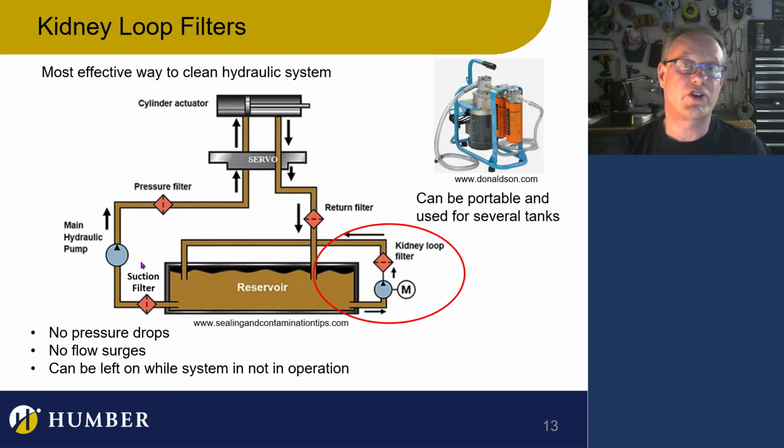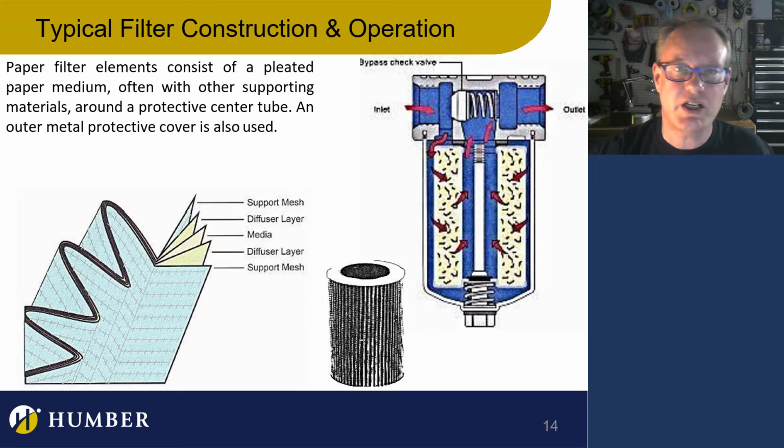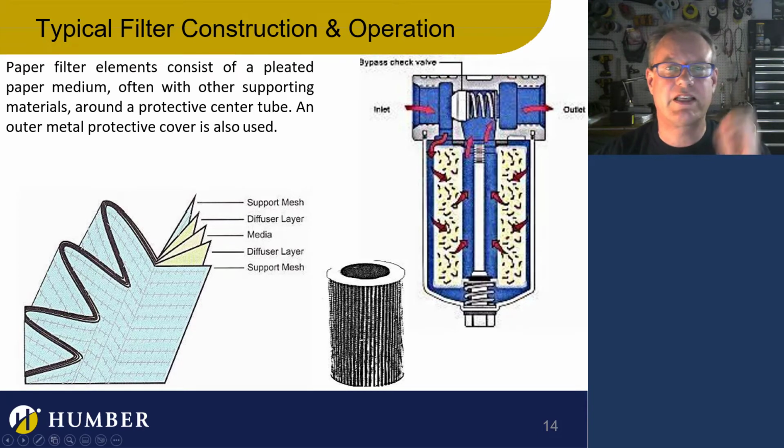So kidney loop filters are good that way because it's designed specifically to have a very specific amount of flow going through the filter with the pump that's on there, pumping it through, and it's designed perfectly to do exactly what it needs to do. So kidney loop filters are a huge line of defense for your system. I think I've convinced you now that filtration of a hydraulic fluid or a hydraulic system is the first line of defense to keep the health of that going.